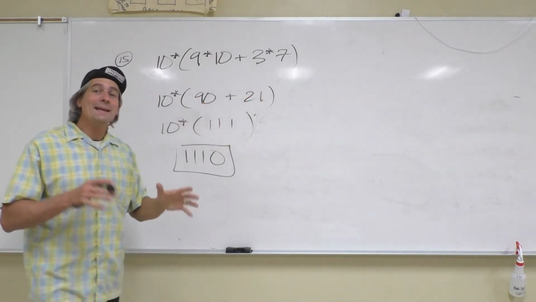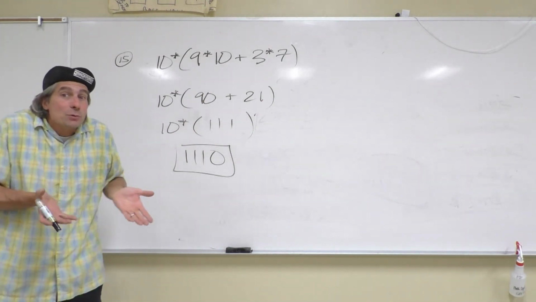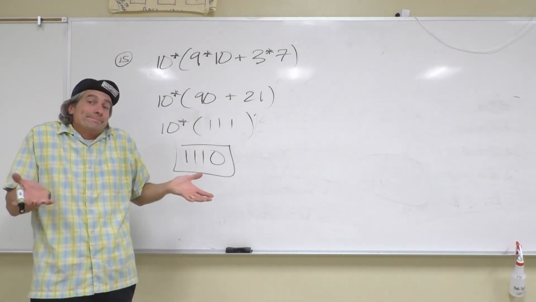And I can't implore upon you, I can't impress upon you enough that when it comes to an expression like this, you can use your calculator to do it. You can use Google to do these every single time.